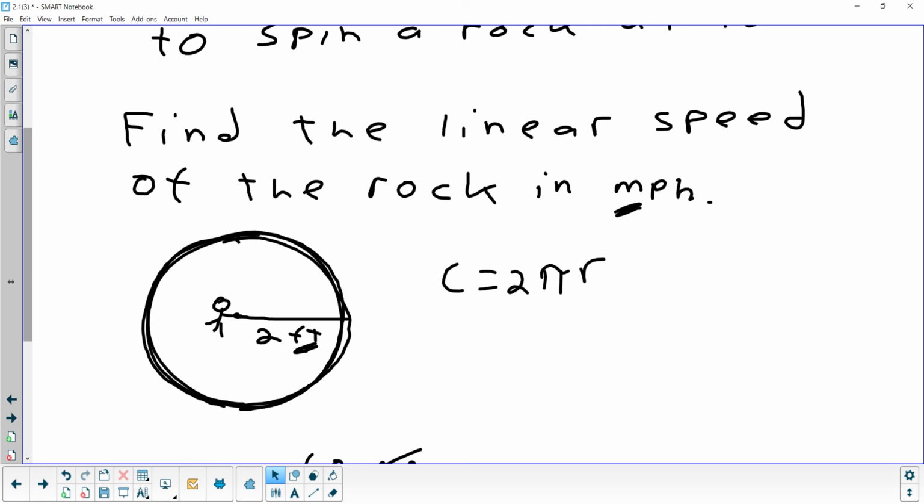So the conversion between feet and revolutions is not a standard conversion. It's not like saying how many minutes in an hour, how many seconds in a minute, how many hours in a day. Those stay the same. They never change. But how many feet are in a revolution? Well, it depends how big of a revolution you're making. Is it a small revolution or is it a big revolution? It all has to do with the circumference. So let's find the circumference of this circle.